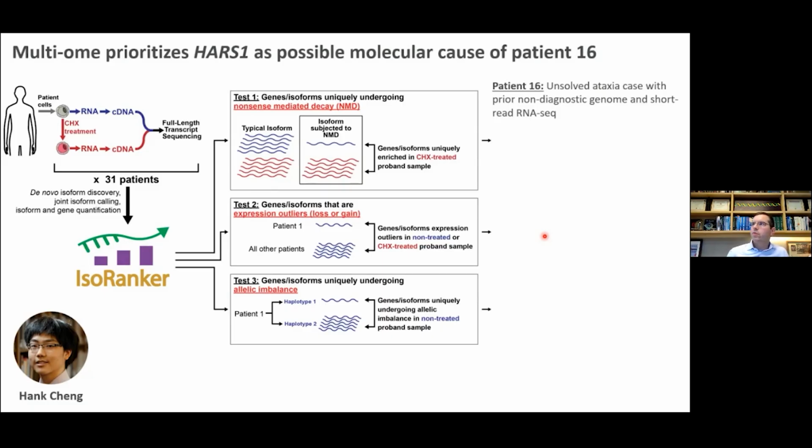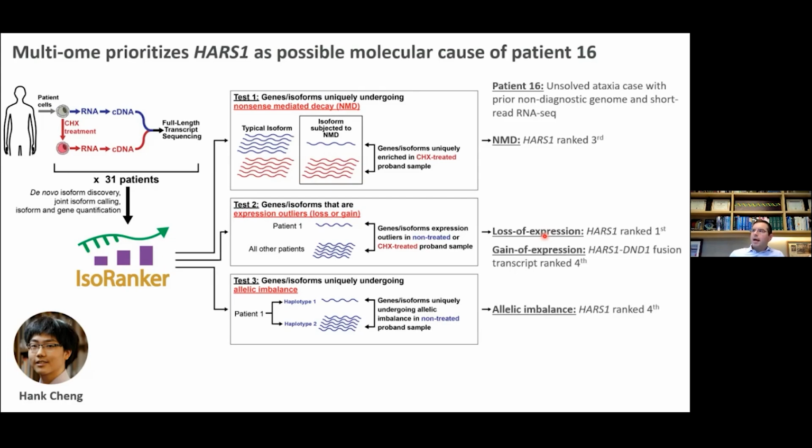Specifically, this was a case of an unsolved ataxia, an individual with ataxia who had already even had short-read RNA sequencing plus a non-diagnostic genome prior to this particular test. And when we looked at the transcript data from this, there was one gene in particular that really stood out, this HARS1 gene, which was ranked third genome-wide as being selectively subjected to nonsense-mediated decay, first as being selectively lost in expression, and fourth in terms of its allelic imbalance.